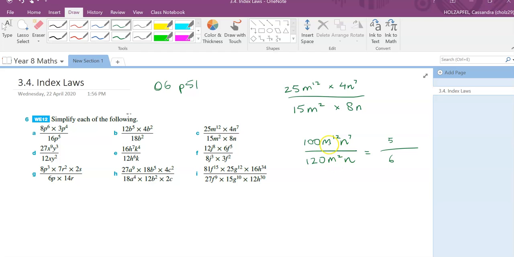And then let's do the letters. So m to the power of 12 divided by m to the power of 2. 12 minus 2 is 10. So this is going to be m to the power of 10. And then 7 minus 1 is 6. So this is going to be n to the power of 6.